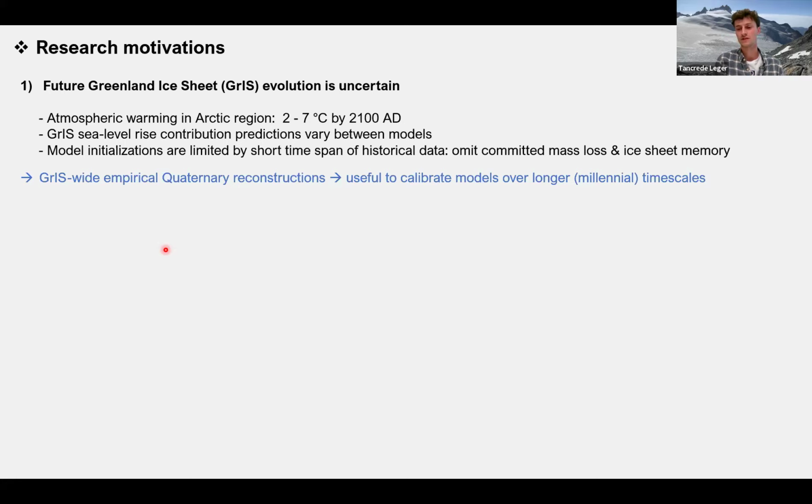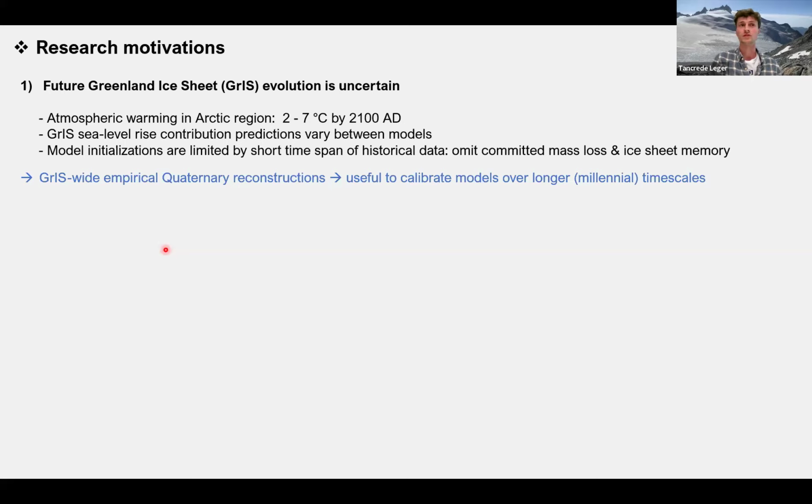And one of the sources of uncertainty between models, there's quite a lot, is the model initialization procedure, which differs from one protocol to the next. And most of the time it only takes into account the historical data we have to invert our ice sheet models for the present day ice sheet. And this historical data has a short time span, so we are limited by this. And if we take only this into account, we omit the committed mass loss and the long-term ice sheet memory. So the present day Greenland ice sheet is influenced by changes that have occurred over millennial timescales, Quaternary timescales. And it's important to take into account this memory.